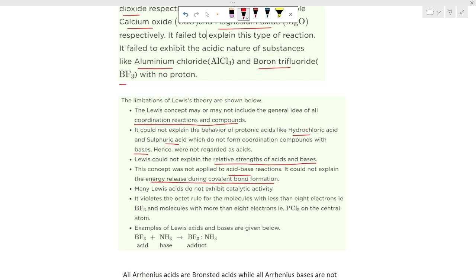And we know that acids show catalytic activity also, but many Lewis acids do not exhibit catalytic activity. It also violates the octet rule, as we have seen that PCl5, because of the expansion of the octet, can take one more electron pair to have 12 electrons around the central atom phosphorus. So this way we can see that this is the acid and this is the base, so it can take the electron pair, and this can donate the electron pair. So these are the limitations of the Lewis theory.